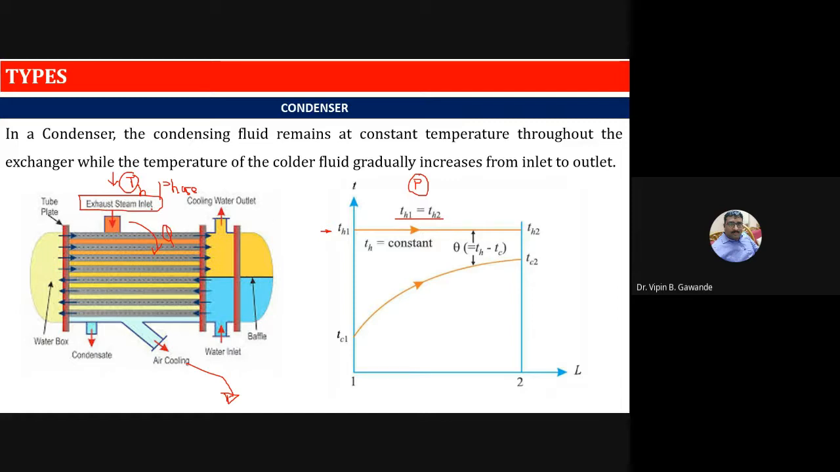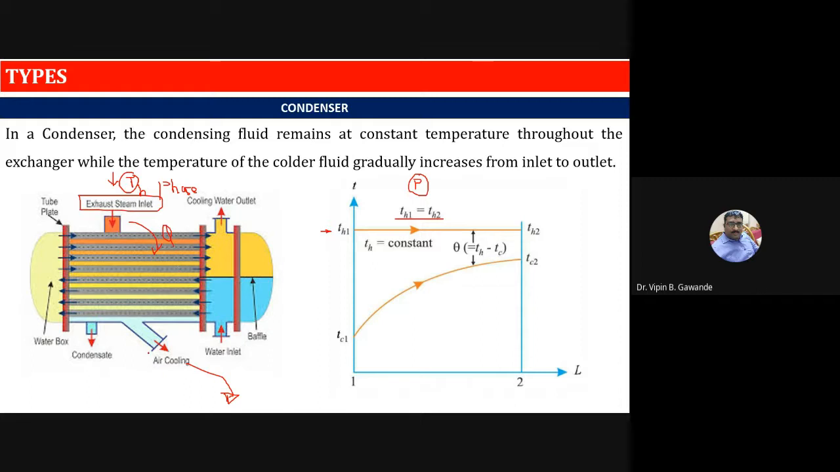So there is a conversion of the steam from the vapor to the liquid stage, and this phase change process occurs at constant temperature, and the steam has the higher temperature. So TH1 is equal to TH2. This will remain constant.